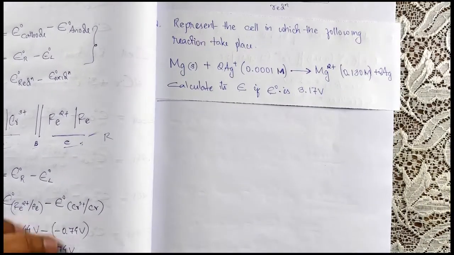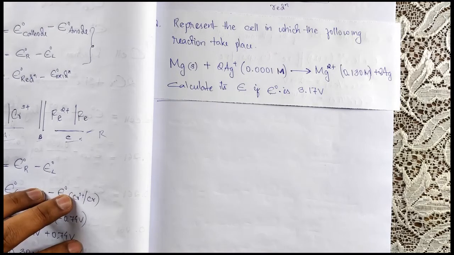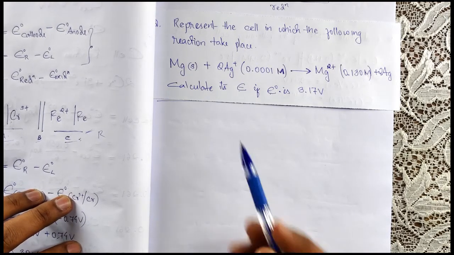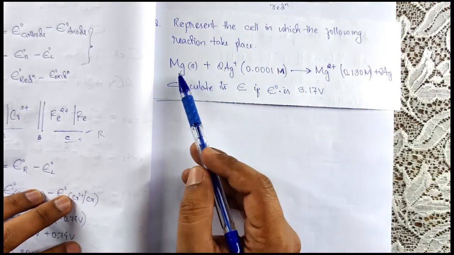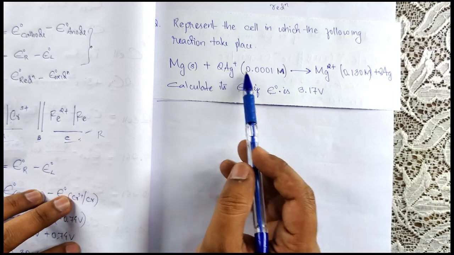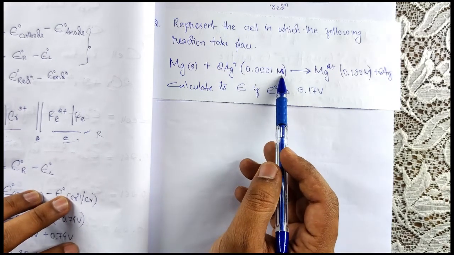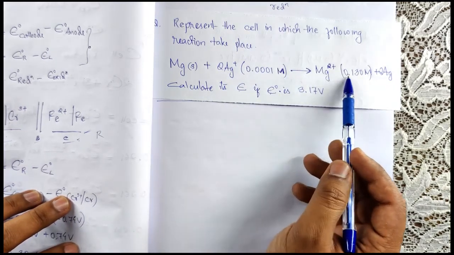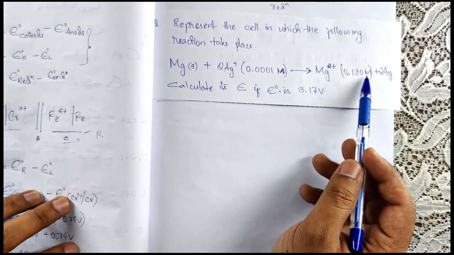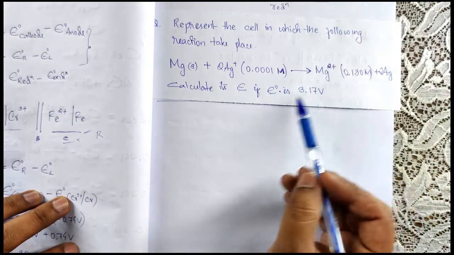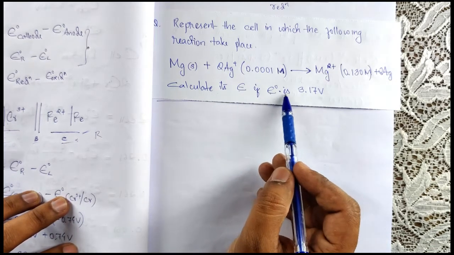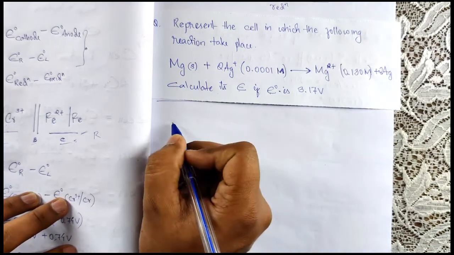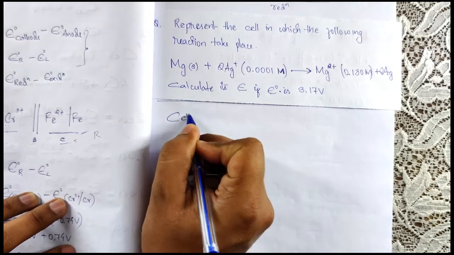So now again we shall try our next problem. Out here we shall use the Nernst equation. Represent the cell in which the following reaction takes place: Mg plus 2Ag plus, 0.001 molar concentration, gives Mg2 plus, 0.130 molar concentration, plus 2Ag. Calculate its E, it means E cell, if E naught cell is 3.17. So first I'll write the cell reaction.